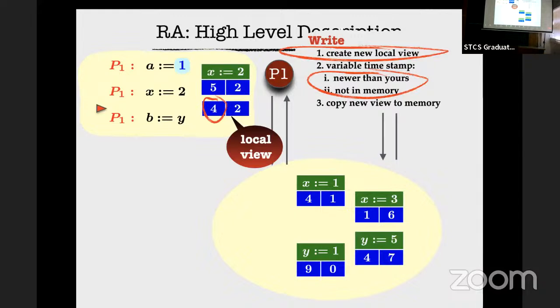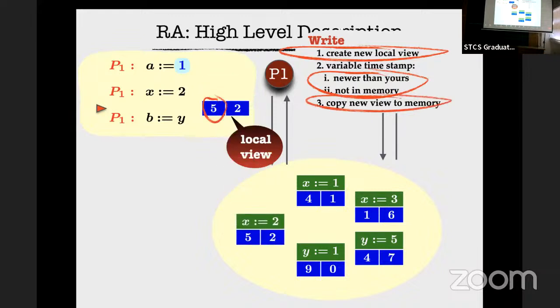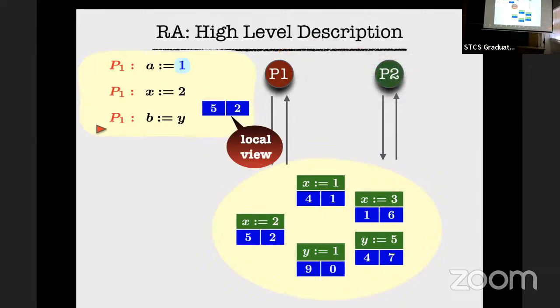So I can create a new view which looks like 5 and 2 other timestamps. Notice that I have not changed the timestamp of Y, it remains what it was. And now I want to add this thing into the memory pool. Okay, copy the new view to the memory. So the memory pool is expanded with 1 extra write. And that's about it. So every time a write happens, the memory pool is expanding, creating potentially new views for people to read from.